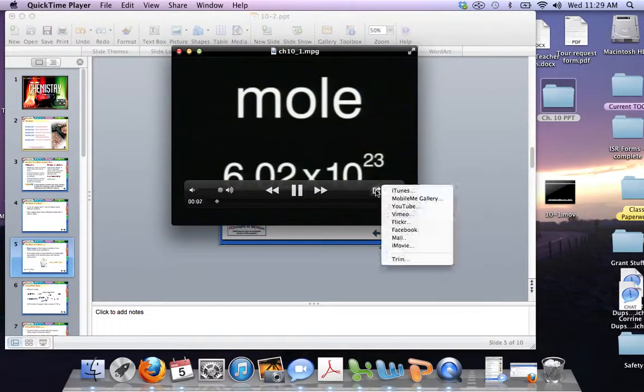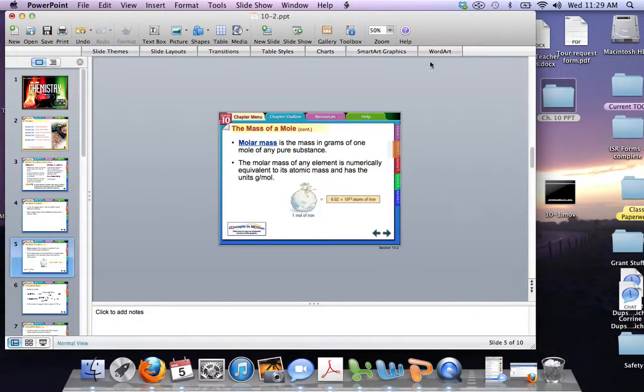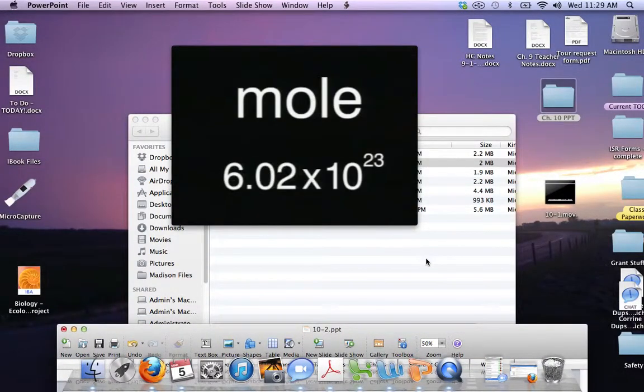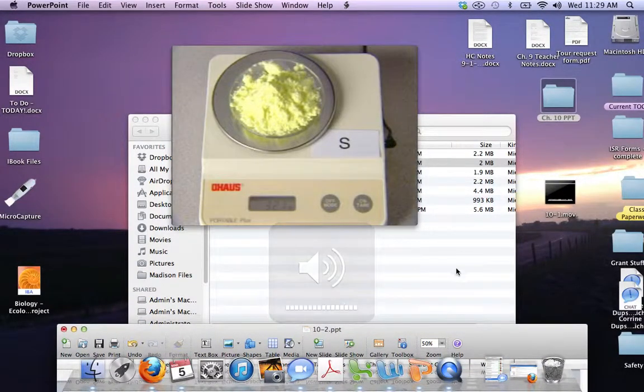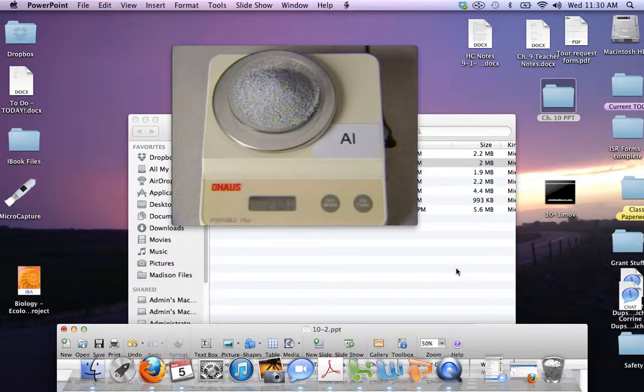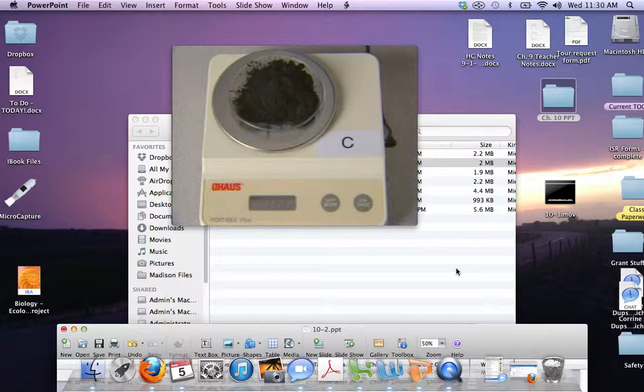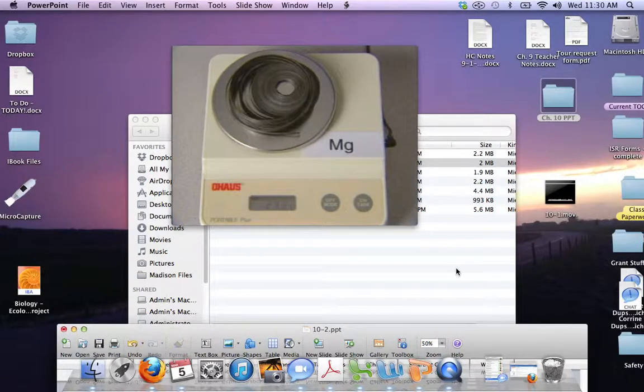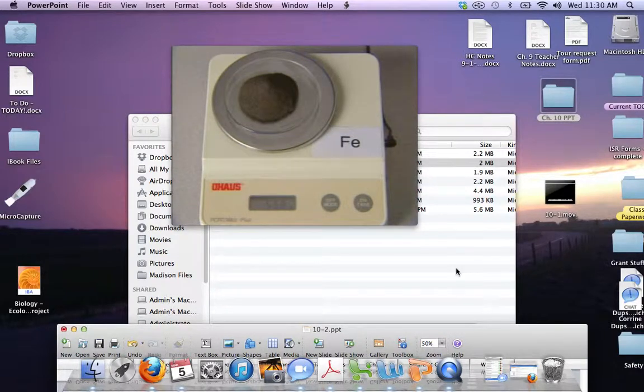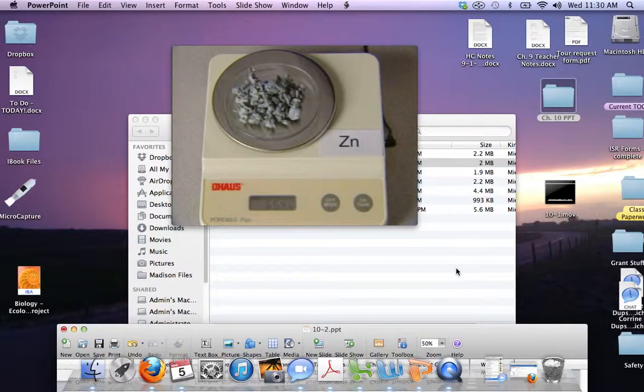A mole, by definition, is 6.02 times 10 to the 23rd particles. Oops, sorry about that. 1 mole of each element has a different volume and mass. Rounded to the nearest tenth of a gram, sulfur has a mass of 32.1 grams per mole. Aluminum has 27.0 grams per mole. Carbon has 12.0 grams per mole. Magnesium has 24.3 grams per mole. Iron has 55.8 grams per mole. Lead has 207.2 grams per mole. Zinc has 65.4 grams per mole.